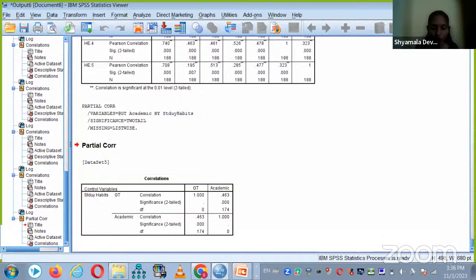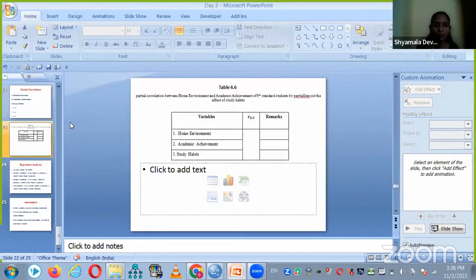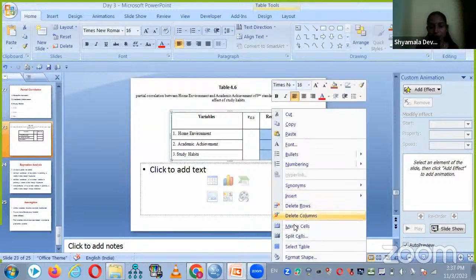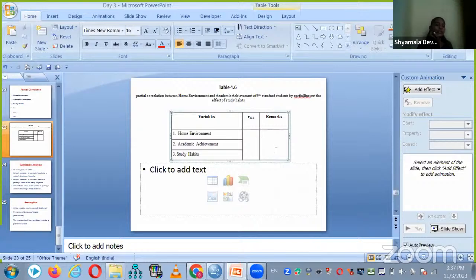Okay. So now what we are supposed to do? You just write the R value here. This is for R12.3, and write the remarks. Only one remark will come. So whether it is low positive correlation. It is coming around 0.4, so you have to write low positive correlation. There exists low positive correlation between home environment and academic achievement of 9th standard students by controlling or partialling out the effect of study habits.